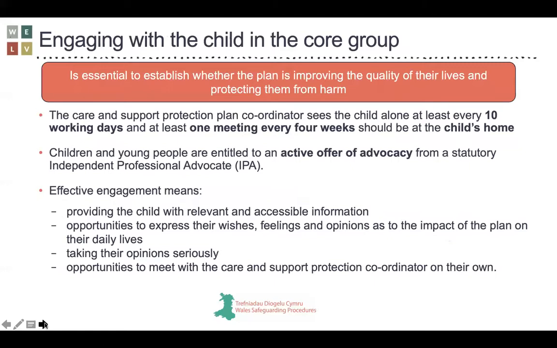We also need to make sure that wherever possible, we're engaging the child in the core group process. Because at the end of the day, it's essential to establish whether the plan is improving the quality of their lives and protecting them from harm. So the Care and Support Protection Plan Coordinator, a reminder that that's the child social worker, will see the child alone at least every 10 working days. And at least one meeting every 4 weeks should be at the child's home.